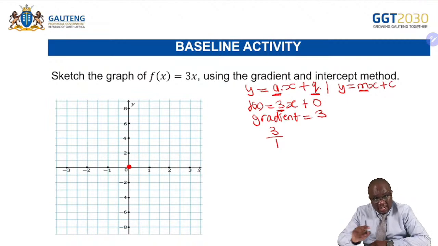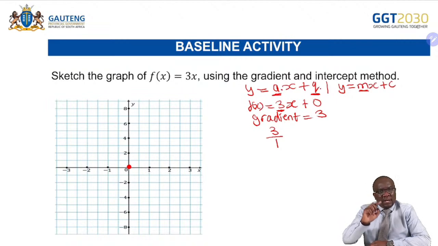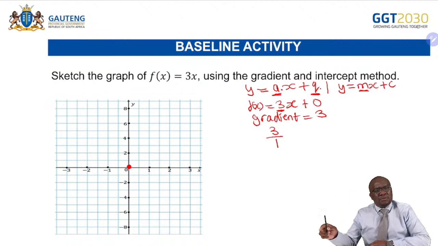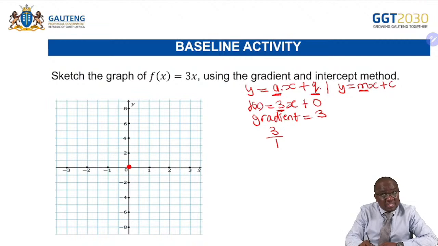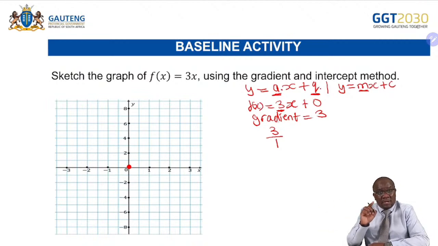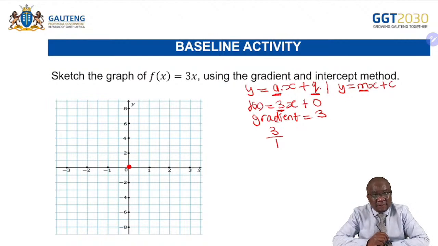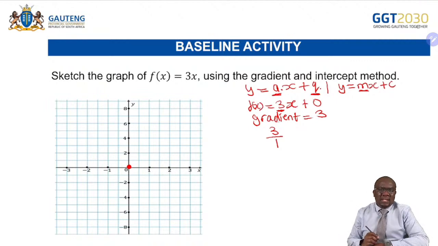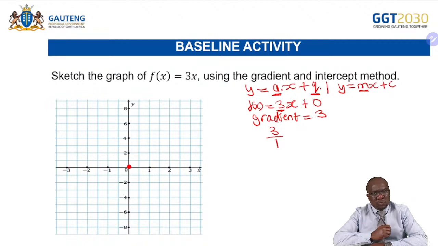If I count 3 times going up, I must count once going to the right, because the gradient is positive, if you check, so I must go to the right. So I will count 3 times going up, 1, 2, 3, that's the vertical change. And then 1 going to the right, that's the horizontal change. You see that? Then we'll have a point, and when we have the 2 points, we can join them. We have sketched the graph. Do you see that? Let's do this together.